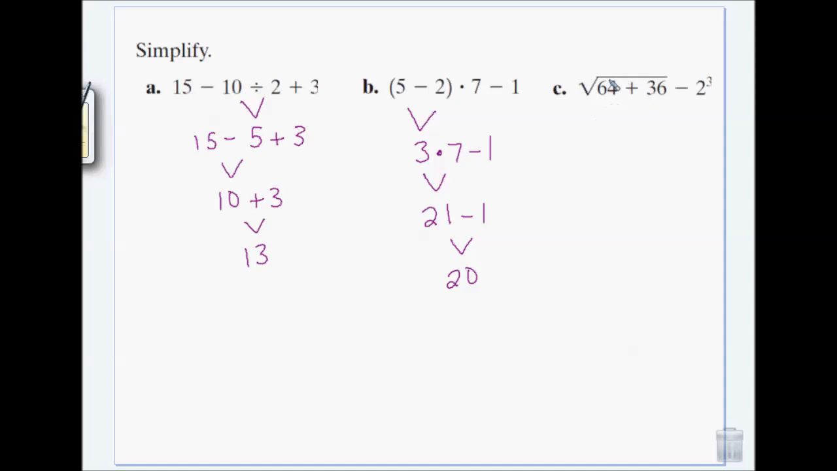See how it's grouping this 64 and 36 together? So you need to do that first, and then you use the square root of that number. You have to add before you take the square root of them. So 64 plus 36 is 100. The square root of 100 is 10.